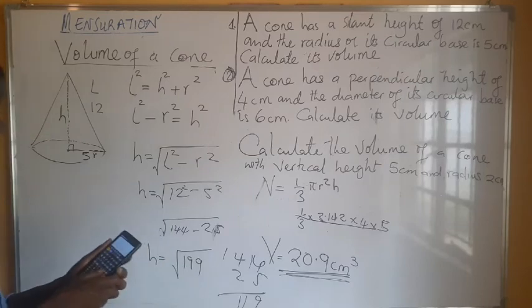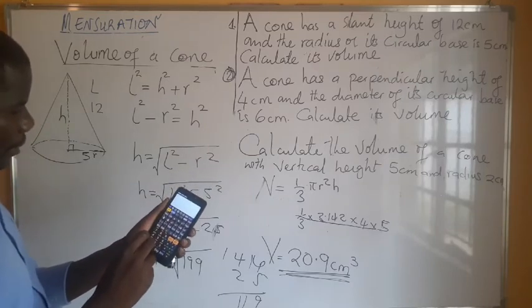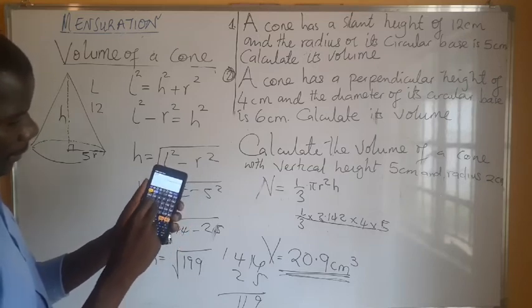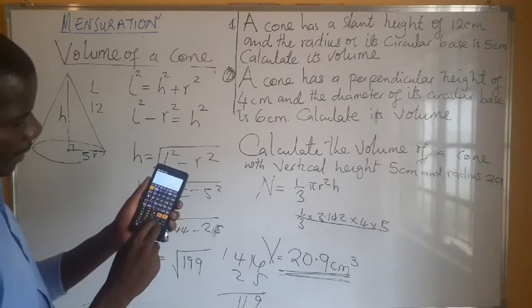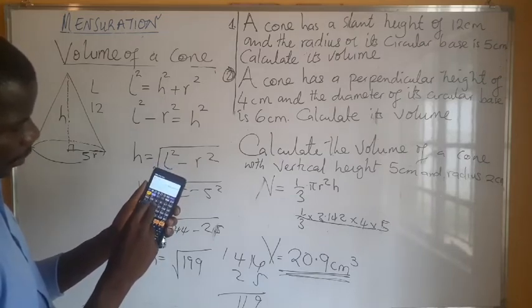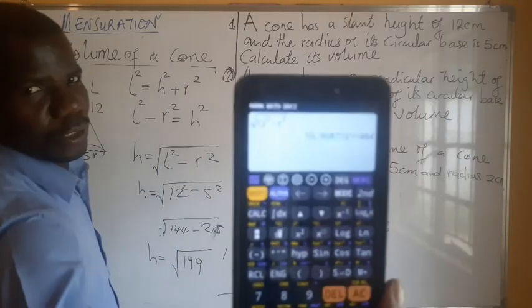Or, if you don't want that, you can do it on your calculator: 12 squared minus 5 squared. You do this on your calculator.